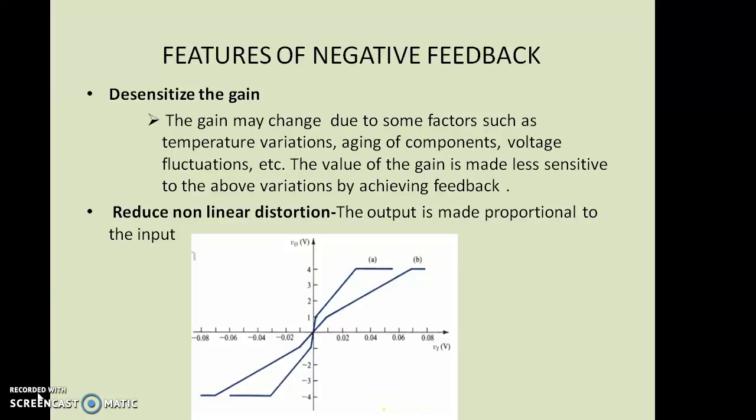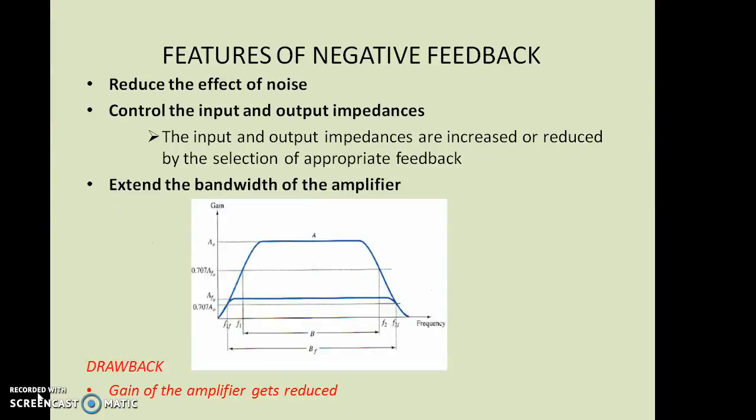Next feature is it reduces non-linear distortion. That means the output is made proportional to the input. We can easily understand from the diagram. The curve A represents the gain without feedback and B represents the gain curve with feedback. It is almost linear. That means the output is made proportional to the input. Thus, it reduces non-linear distortion.